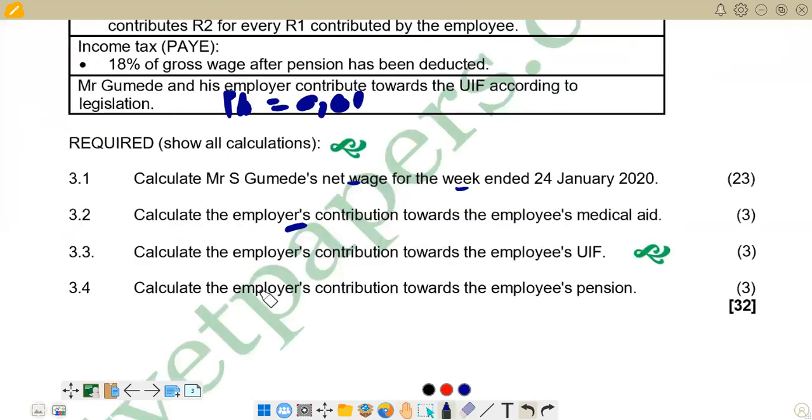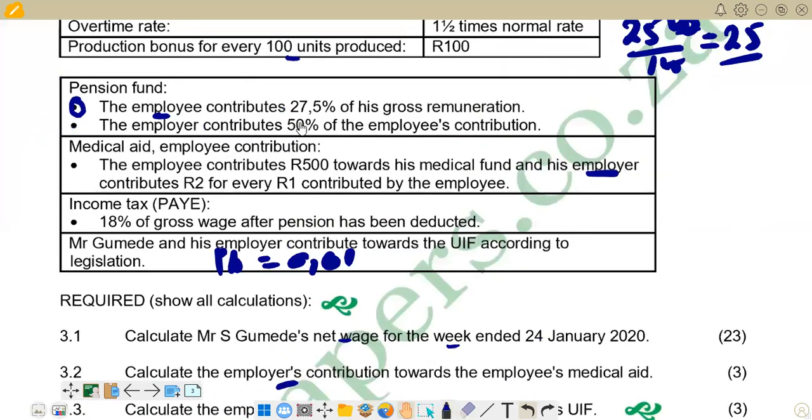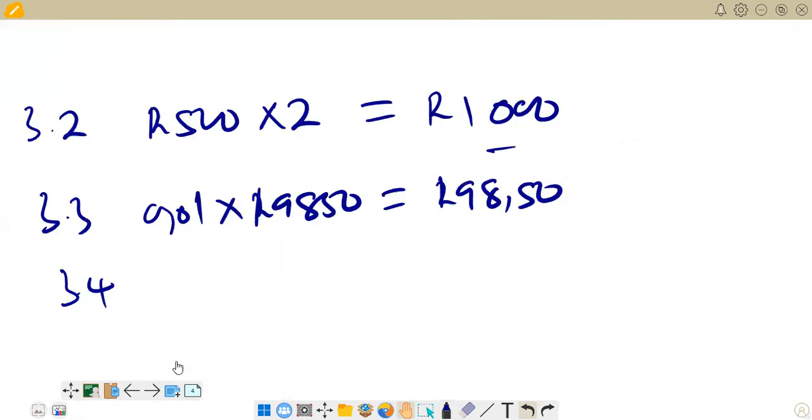3.4 is calculate the employer's contribution towards the employee's pension. We go to pension fund and see what it is saying. On pension fund, the employer contributes 50% of the employee's contribution. So the figure that we got there for the employee, we divide by 2. 50% is half, 1/2. So we can just go there and look at the figure for pension for the employee that we got there.